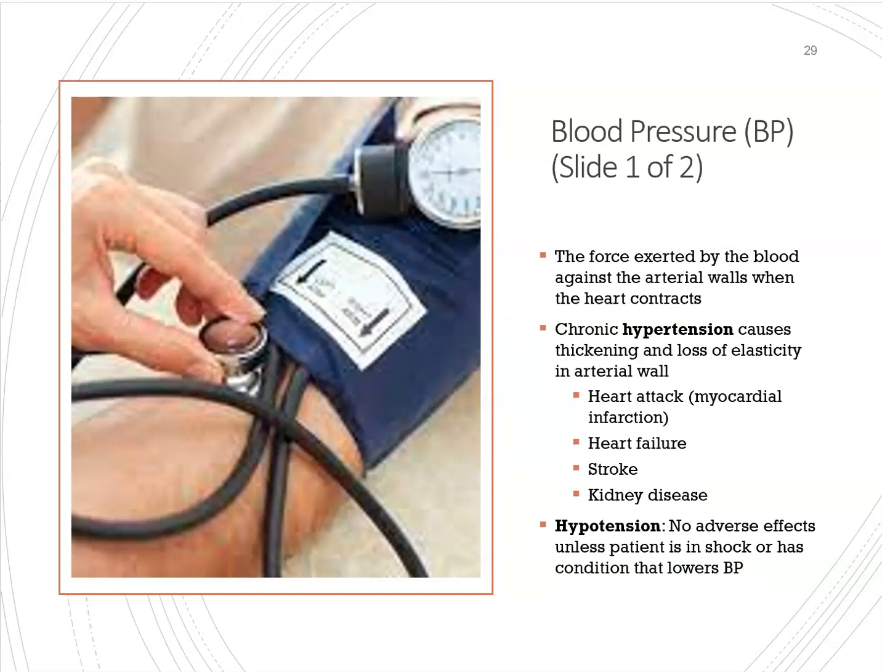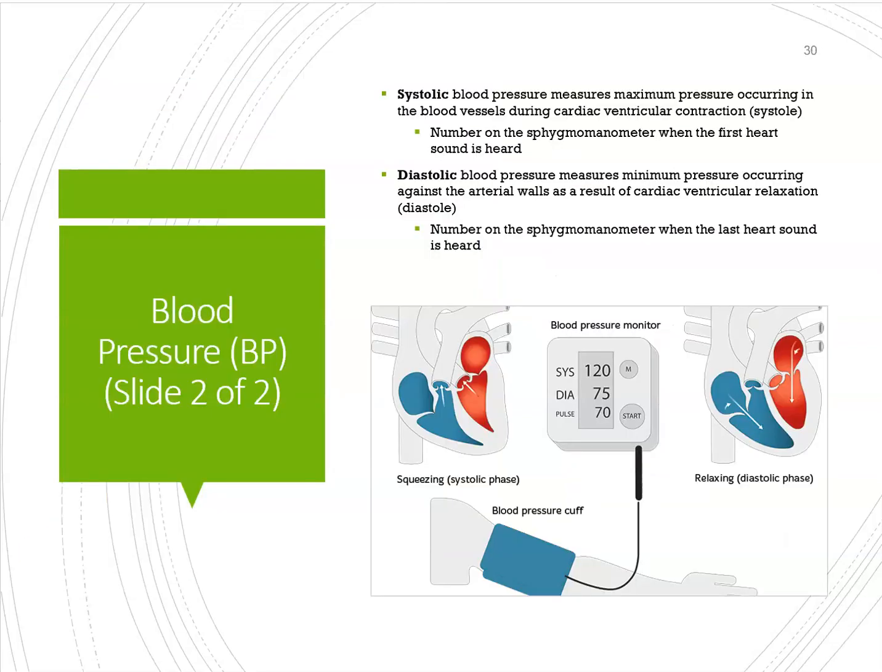Let's look at blood pressure. If someone has high blood pressure, we call that hypertension. Hyper means high. And if someone has low blood pressure, we call that hypotension. Hypo means low. The only time we're concerned about low blood pressure is if they go into shock. So typically, the lower the blood pressure, the better. I mean, I shouldn't say the lower the better, but you want to make sure they're in the normal range. I will go over what the normal range is shortly.